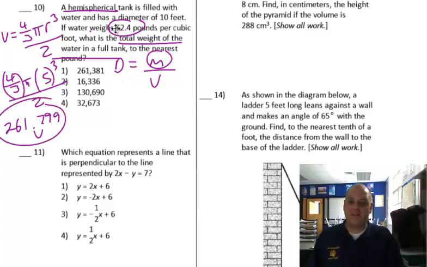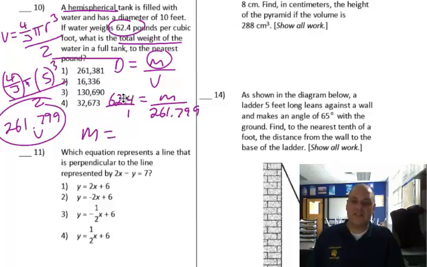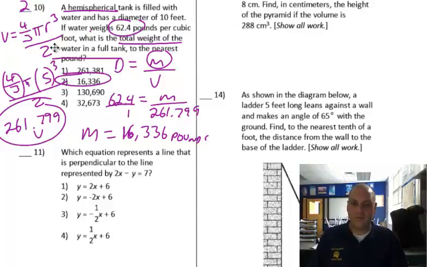Put that in here. So density is 62.4 equals mass over volume, 261.799. And then, of course, we cross multiply. So mass equals 62.4 times 261.799, 16,336, and that's going to be pounds. Okay, 16,336 pounds, and that is choice 2.